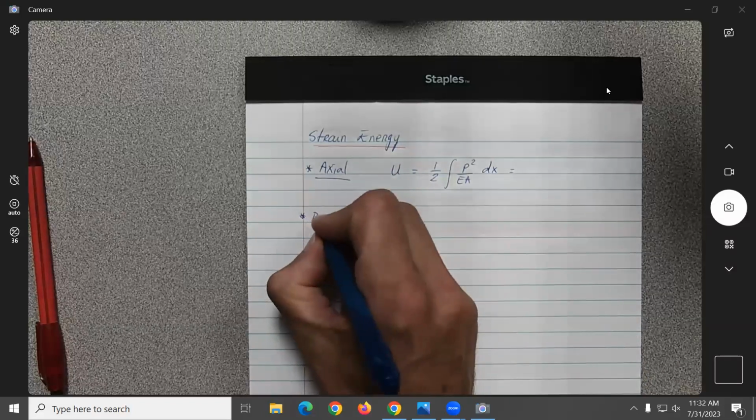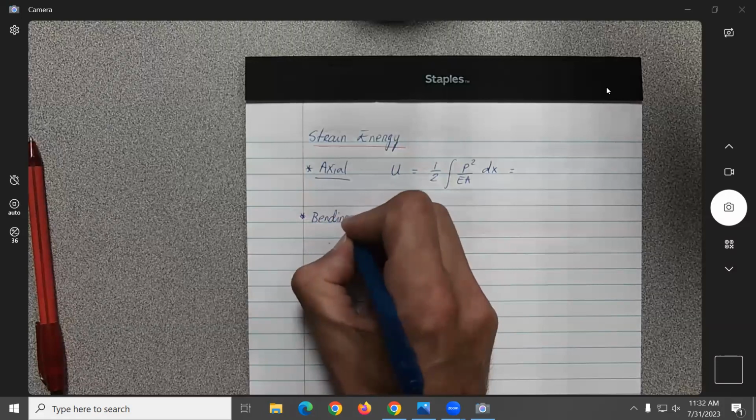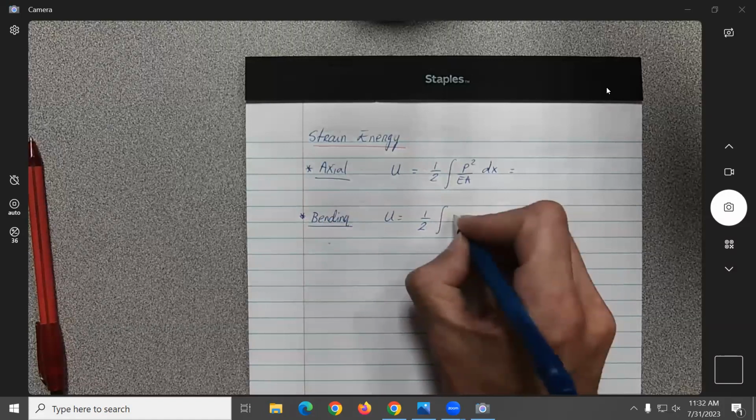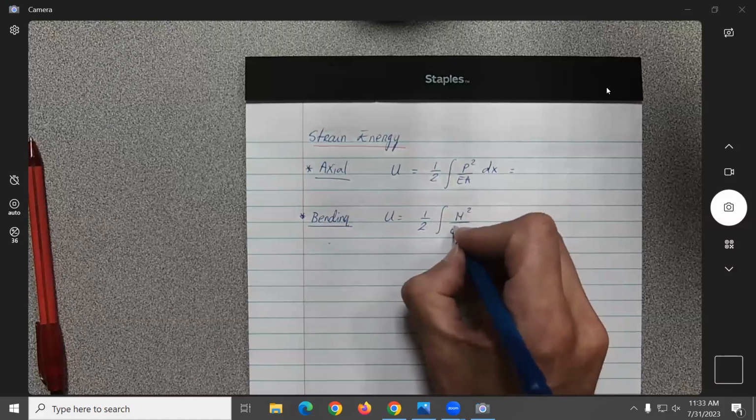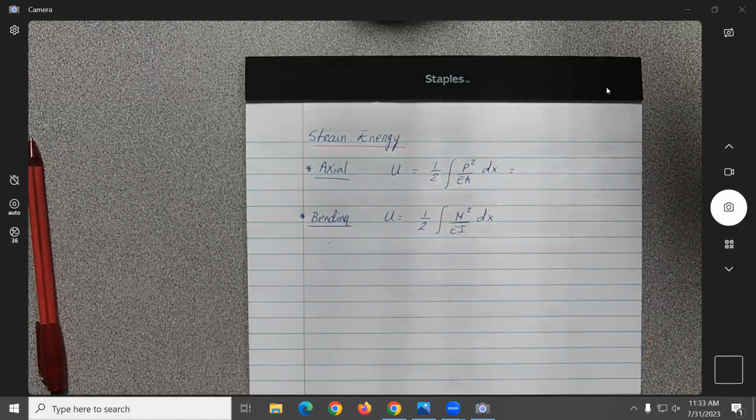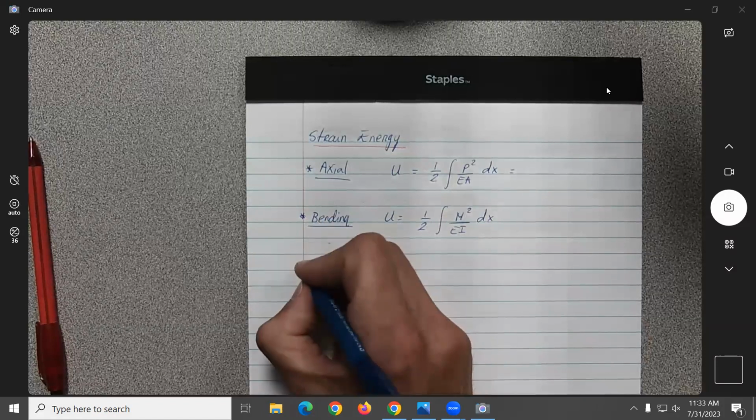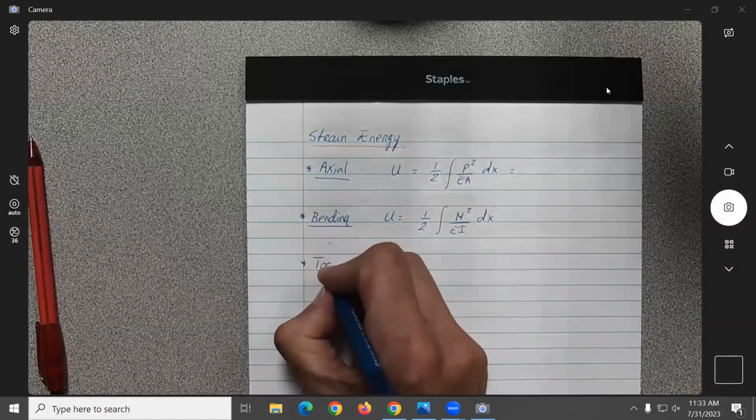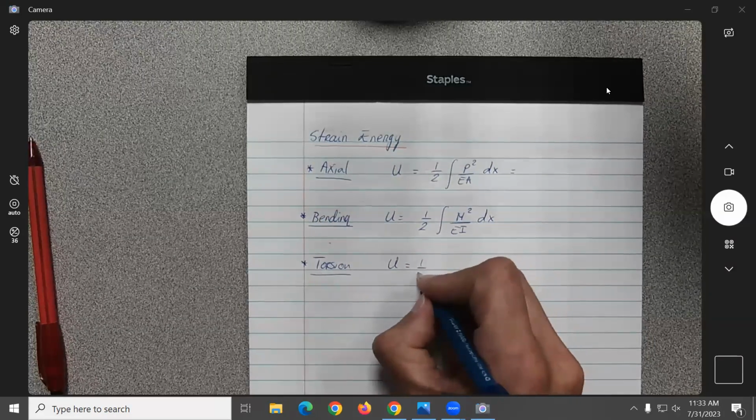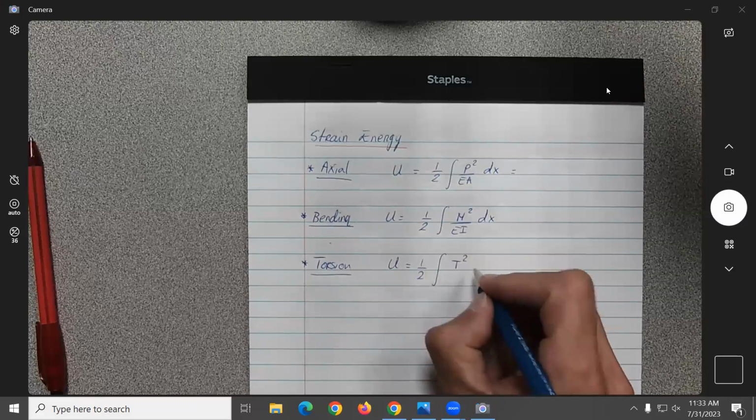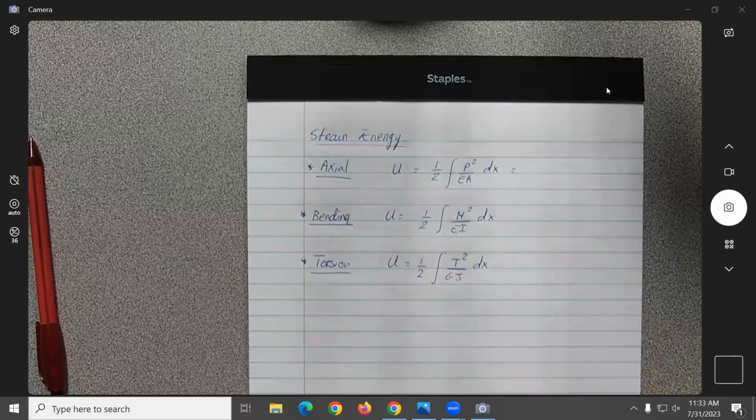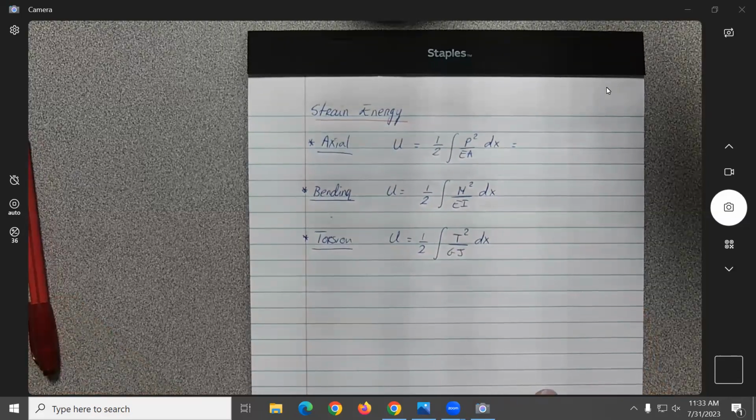So axial, then we look at bending. Bending, the strain energy is 1/2 of M squared over EI dx. Okay, these two I'm pretty sure. Then we look at the torsion one, where U will be 1/2. I'm pretty sure that one is T squared over GJ dx, but can you check that one? I'm pretty sure it's that one for torsion.